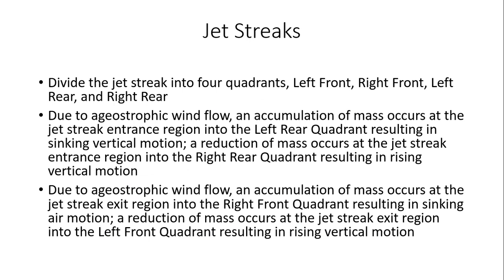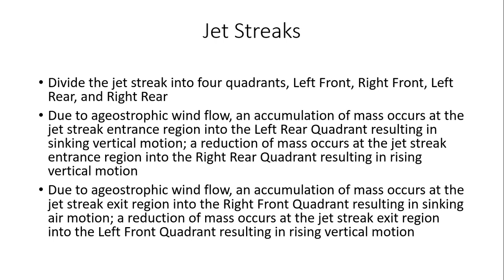So again, divide the jet streak into 4 quadrants, and we'll call that left front, right front, left rear, and right rear quadrants. And due to ageostrophic wind flow, where the pressure gradient force or height gradient force and the Coriolis force are out of balance, we get an accumulation of mass at the jet streak entrance region into the left rear quadrant, as I stated in the previous slide. This results in sinking vertical motion.